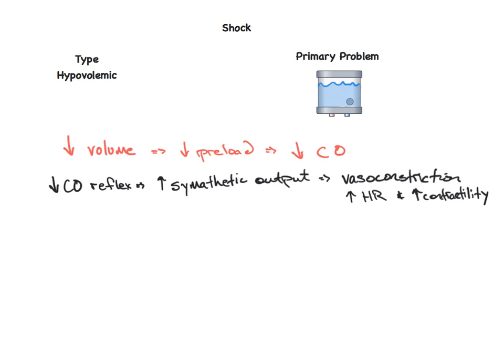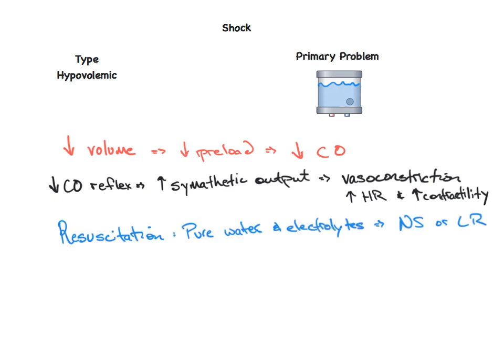Based on the type of fluid loss and the amount dictates the type of resuscitation that is needed. If we lose water and electrolytes after a severe diarrhea episode, then it would make sense that the resuscitation fluid would either be normal saline or lactated ringers. But if we are in hypovolemic shock after a significant bleeding event, then the resuscitation may need to be in the form of blood products.